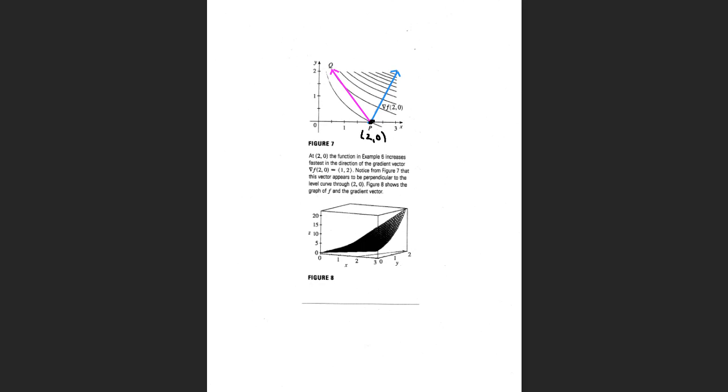That's right, Lexi, the gradient vector. The gradient vector. That's the direction of steepest ascent. Okay.